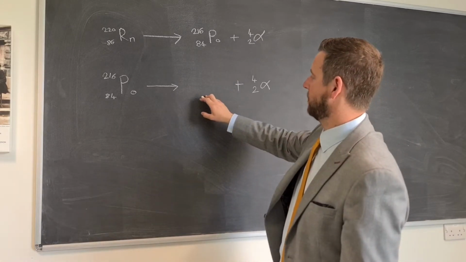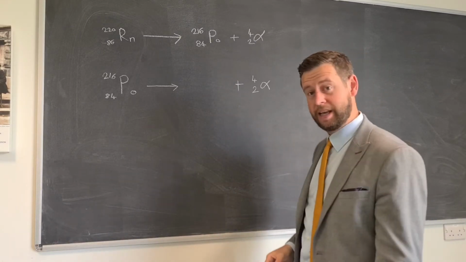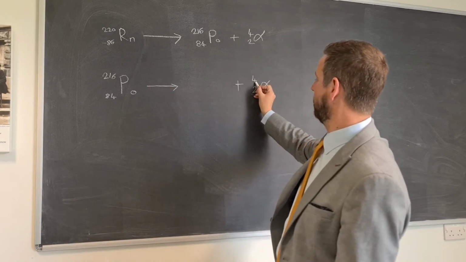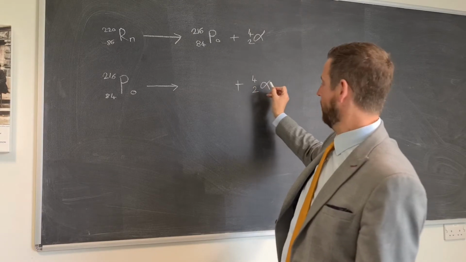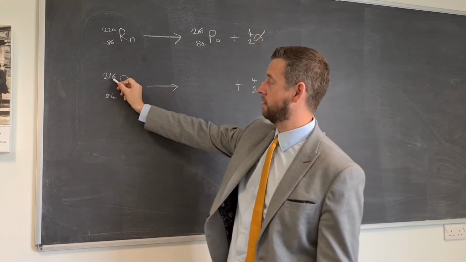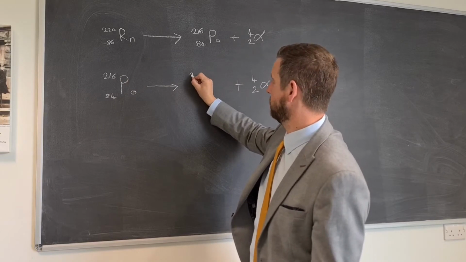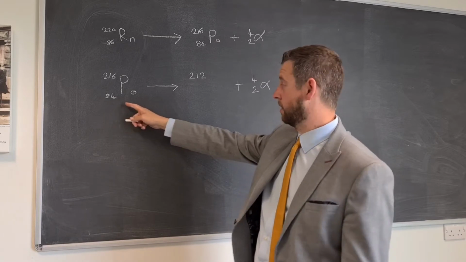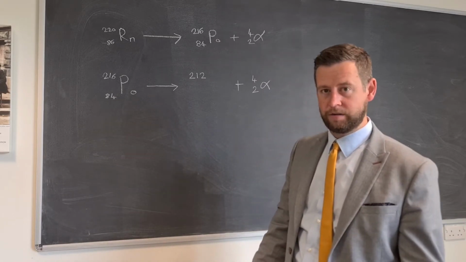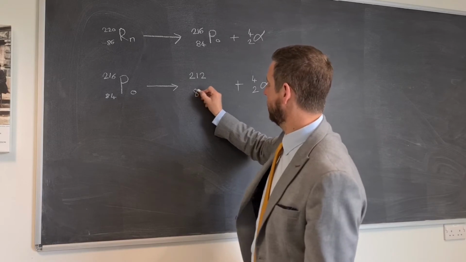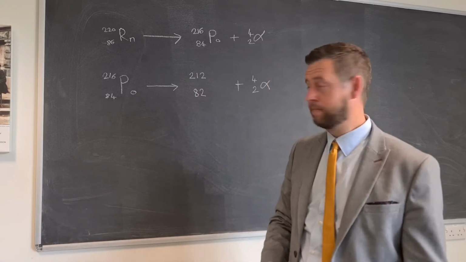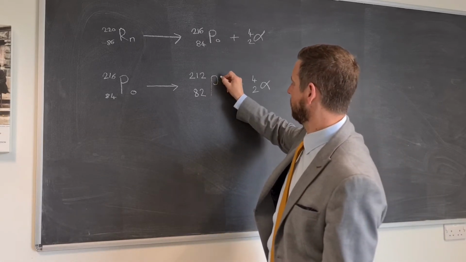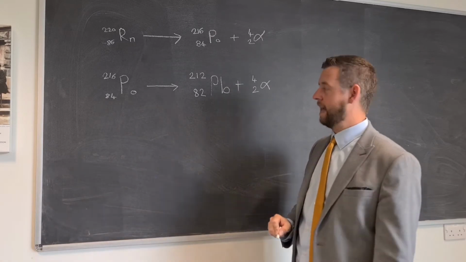But it enables us to make a prediction about what we might get off as a daughter product from the polonium decay. If 4 of the protons and neutrons have gone with the alpha particle, then the mass number is going to go down by 4, to 212. The atomic number is going to go down by 2, so 84 minus 2 is 82. But this is a new element. In fact, if we look at 82 on the periodic table, it turns out to be lead. A radioactive isotope of lead, lead 212.